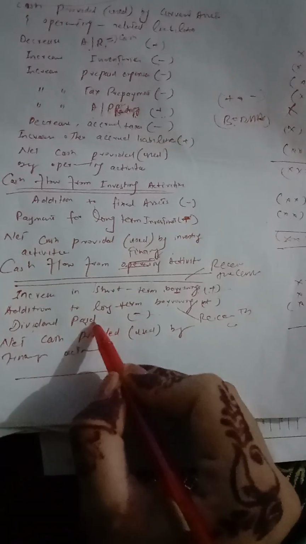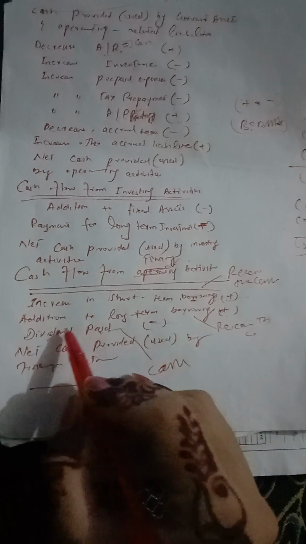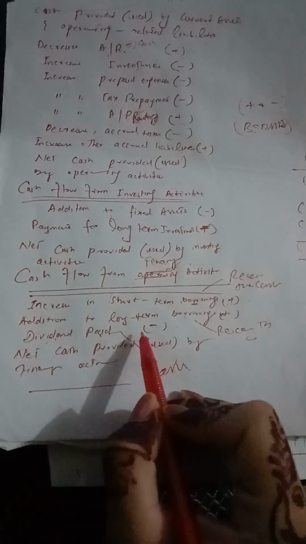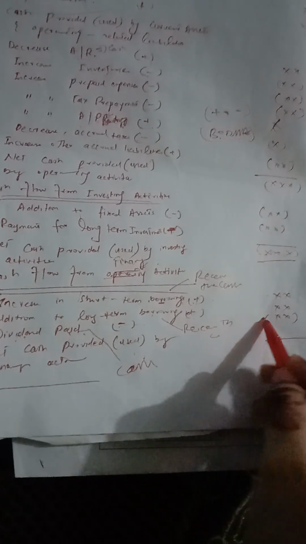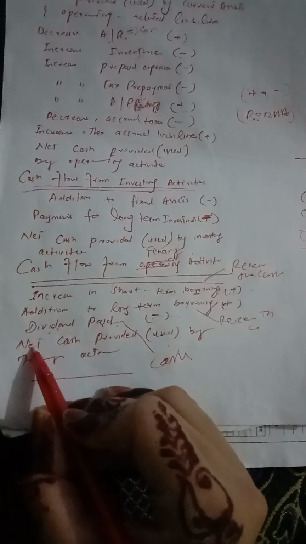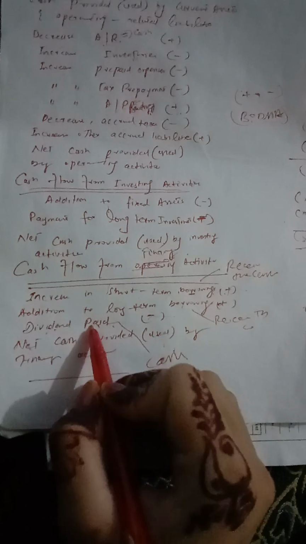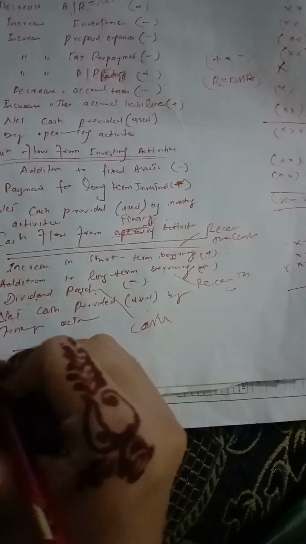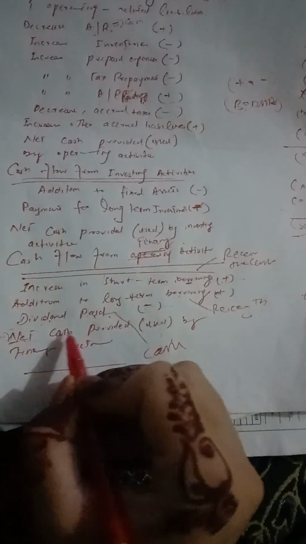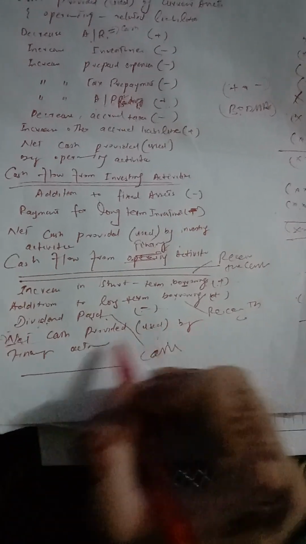It means you pay out from your cash. You pay your dividend from cash, and when cash is paid out, it will be less, and less is shown in brackets. After that, for all of these activities you will do your net, meaning you do your plus or minus. Net cash provided or used by financing activities. This will be shown there.